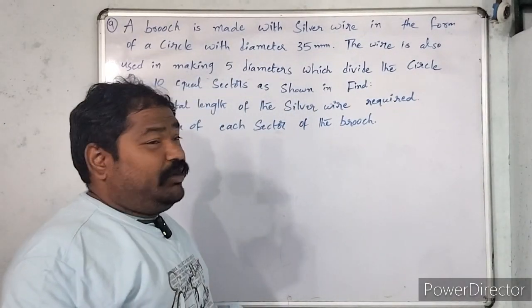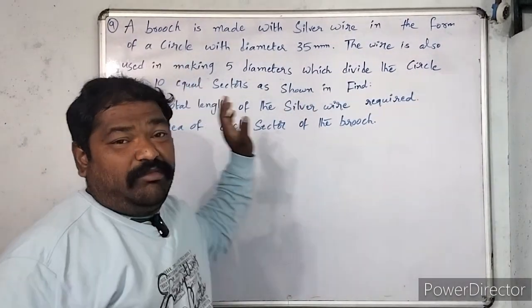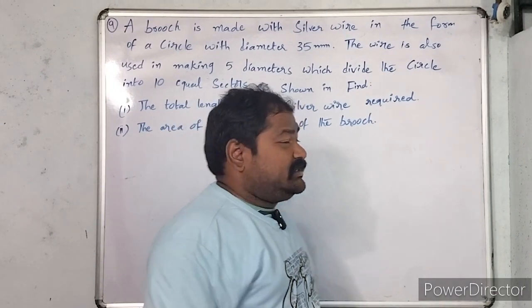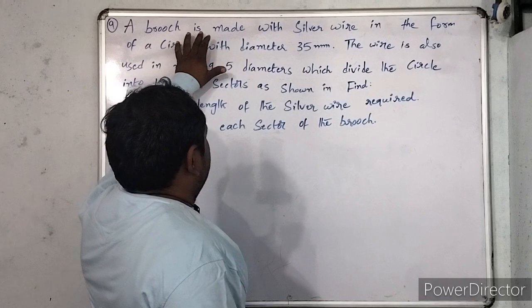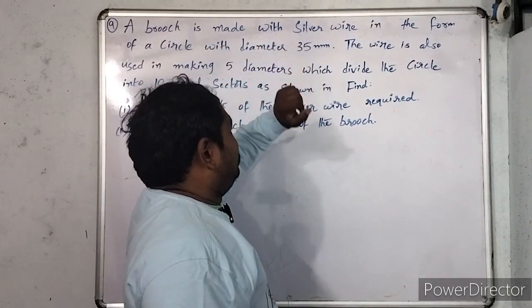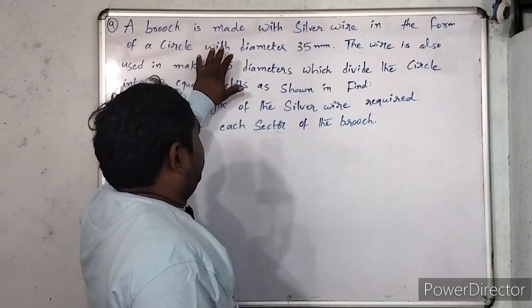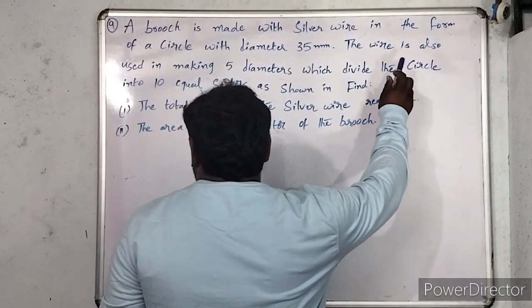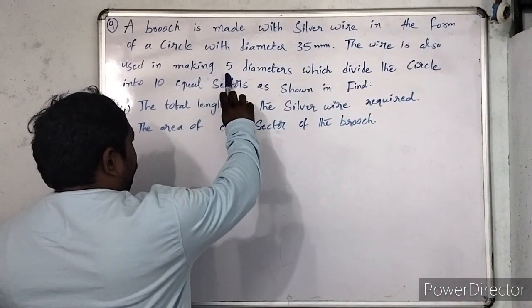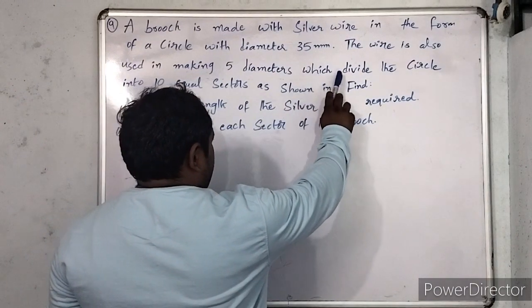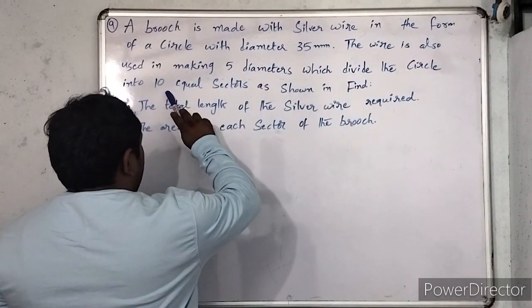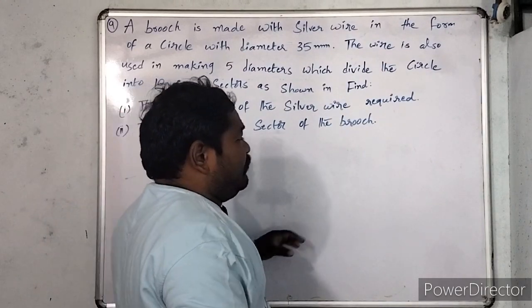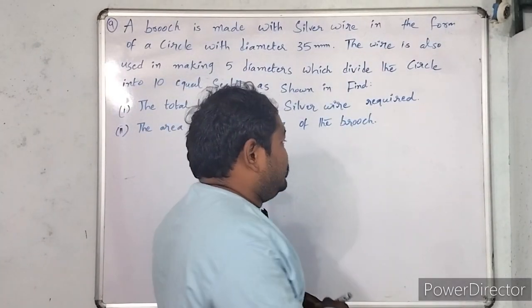In this video, we are going to discuss the ninth problem of areas related to circles. The question is, a brooch is made with silver wire in the form of a circle with a diameter 35 millimeters. The wire is also used in the making of 5 diameters, which divided the circle into 10 equal sectors as shown in the figure. Actually, they have given the figure in the textbook like this.